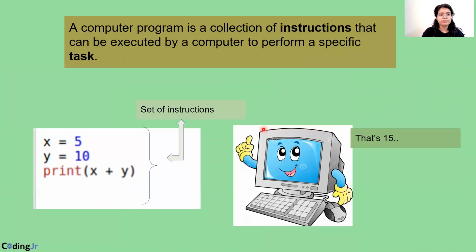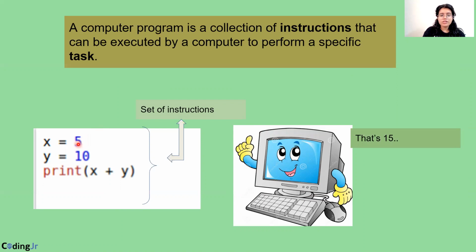Okay. A computer program is a collection of instructions that can be executed by a computer to perform a specific task. For example, we have a task of adding up two numbers, okay? We have to add 5 and 10. We can simply do it by writing 5 plus 10 is equal to 15. But how do you tell a computer how to add two numbers?